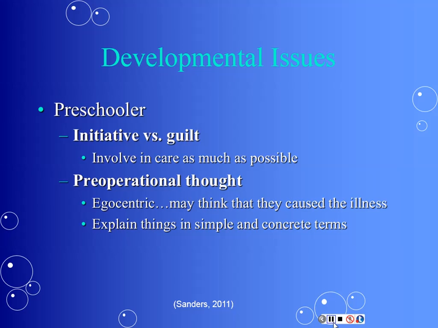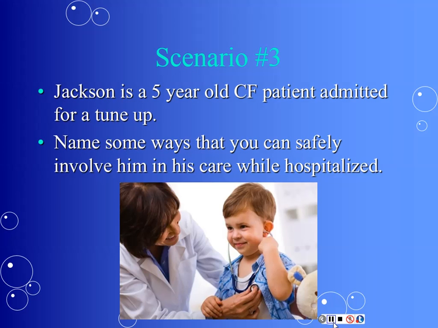When we're talking about CF and asthma and they're using the mask versus the pipe, some of the school-age kids like to hold the mouthpiece and breathe in and out. It gives them a little more control versus the mask. So Jackson's a 5-year-old CF patient admitted for a pulmonary tune-up. What are some of the ways we can safely involve him in his care while hospitalized?